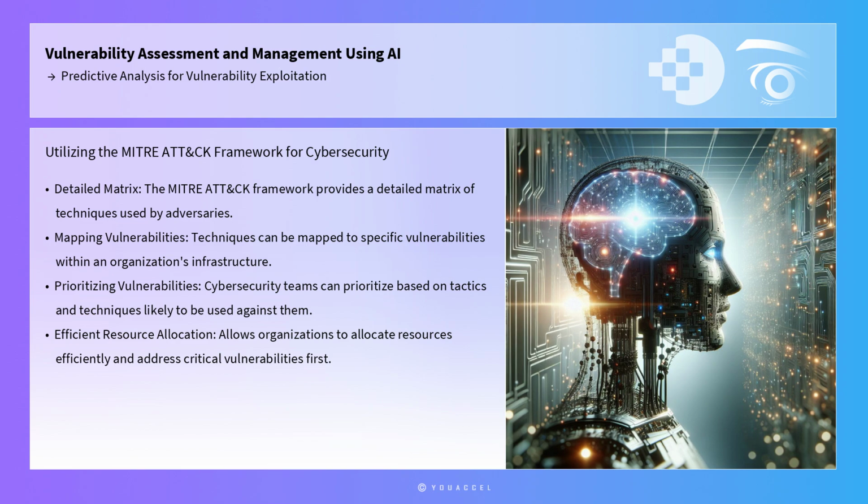One practical tool that professionals can use is the MITRE ATT&CK framework. This framework provides a detailed matrix of techniques used by adversaries, which can be mapped to specific vulnerabilities within an organization's infrastructure. By leveraging ATT&CK, cybersecurity teams can prioritize vulnerabilities based on the tactics and techniques most likely to be used against them. This prioritization is crucial because it allows organizations to allocate resources efficiently and address the most critical vulnerabilities first.